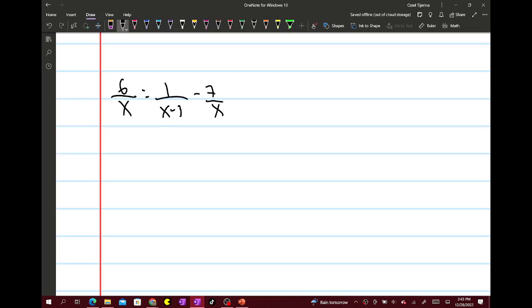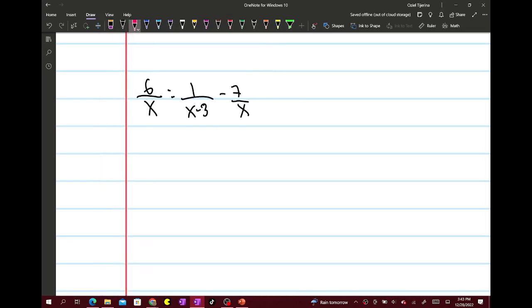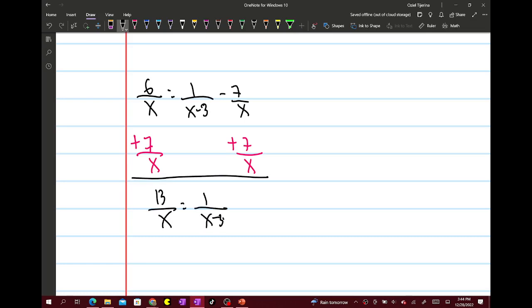So all of these are very similar. We're doing the same thing again. This time I'm going to add 7 over x because I want to end up with a positive, right? So plus 7 over x on both sides. And so this ends up being 13 over x equals 1 over x minus 3.